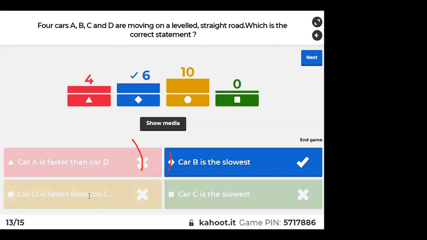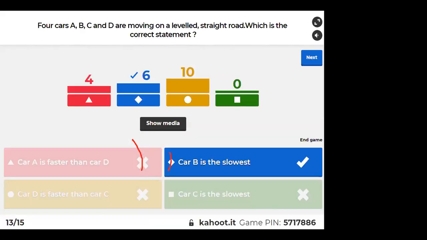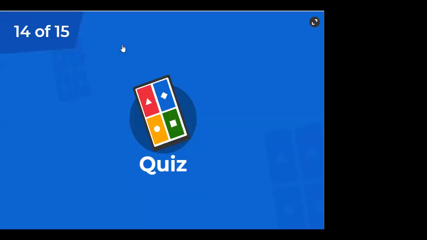Car D is faster than C. That is also correct, right? That is also correct. There should be multiple options because D is faster than C. So it should be multiple correct. B and C both should be correct. Okay, let's go next. Both should be correct, Mohil. Both are correct. Second last question, quickly.